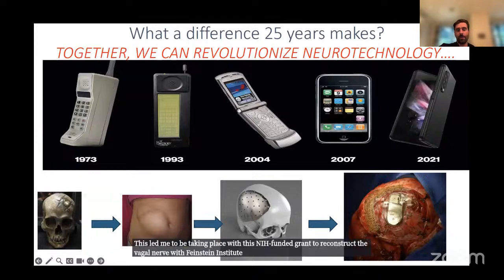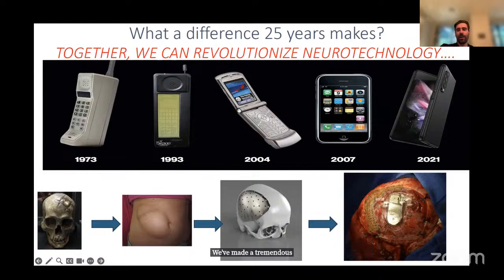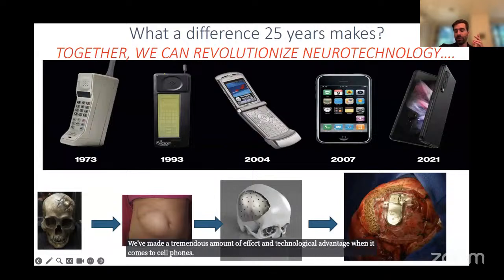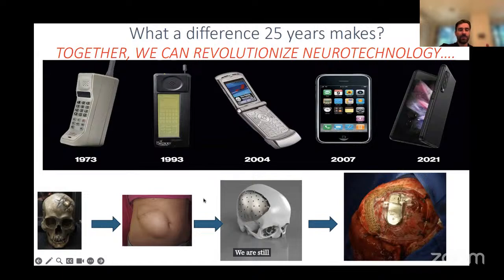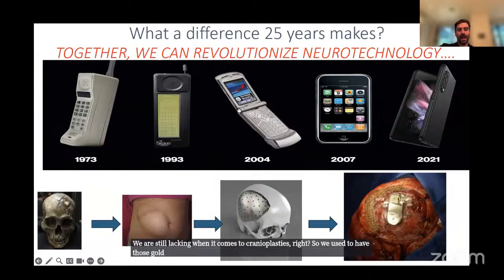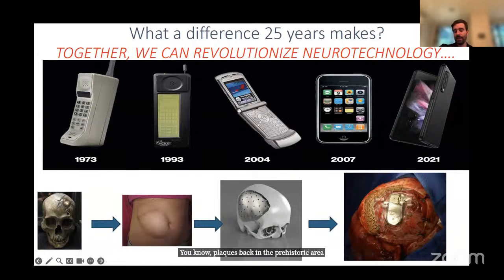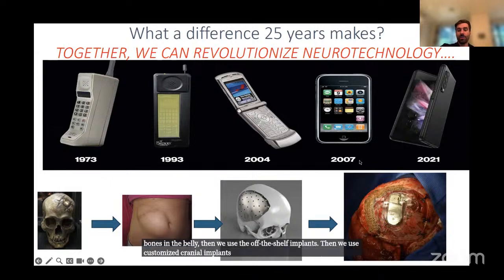To basically summarize, if you look at the evolution of cell phones from 1973 to 2021, we've made a tremendous amount of effort and technological advancement when it comes to cell phones. We are still lacking when it comes to cranioplasties, right? We used to have gold plaques back in prehistoric times. And then we used to implant bones in the belly. Then we used off-the-shelf implants. Now we use customized cranial implants with technology in them.